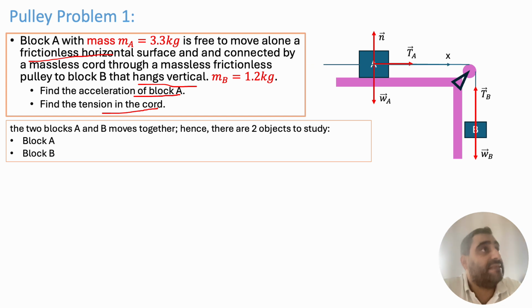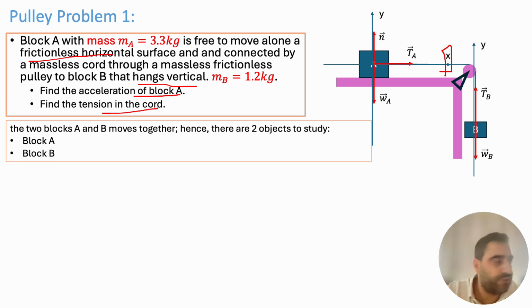Then we choose axes. The first axis I'm going to choose for A is the x-axis. Why? Because if A is going to move, it's going to move along the table, so it's the direction of motion. When I have the x-axis, it's not enough though. Why? Because the N and the weight are not on the x-axis. So I have to have another axis, so I choose the y-axis. I only need two because those are the only two directions. For B, I only need one axis because the forces are in one direction.